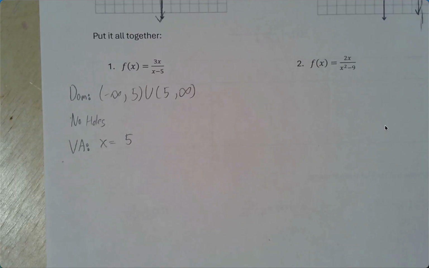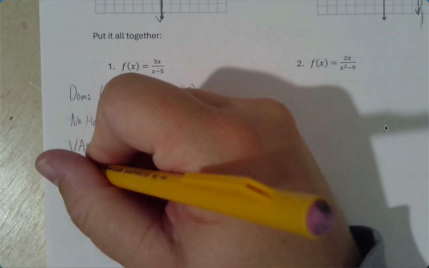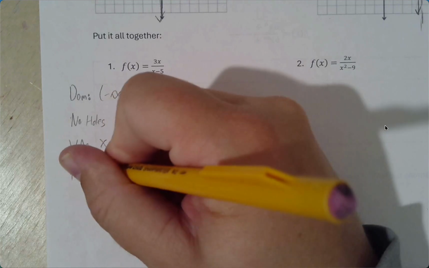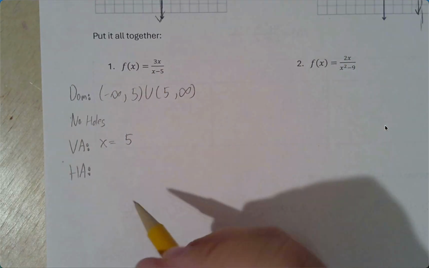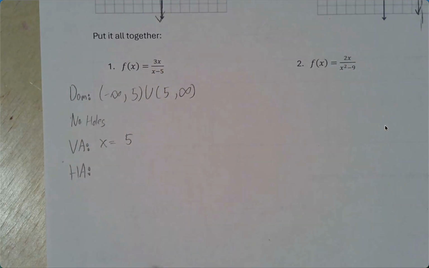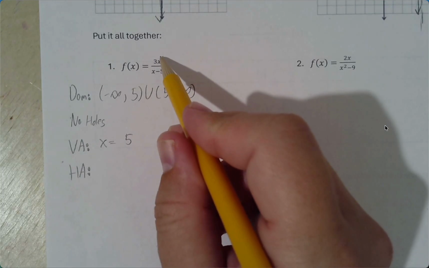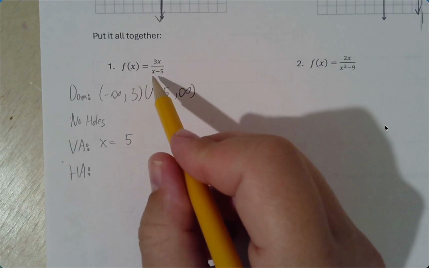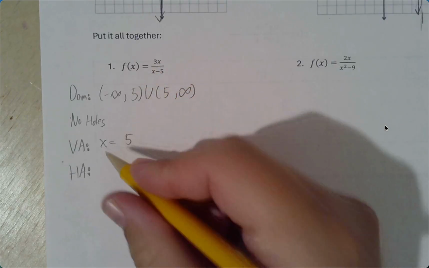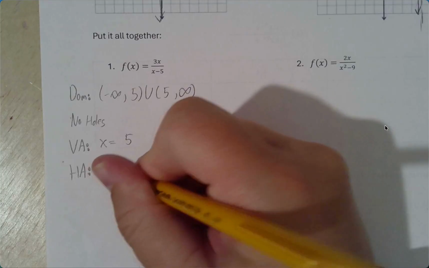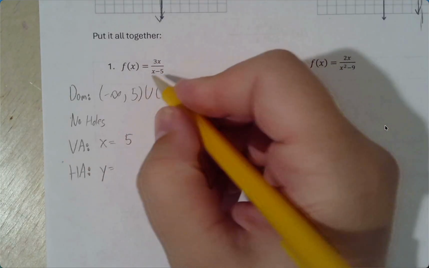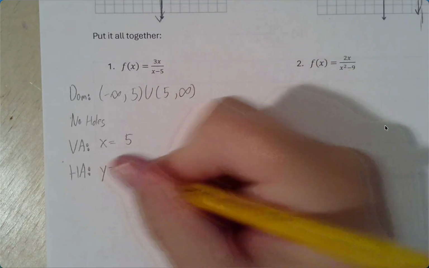Now, is there a horizontal asymptote? Compare those exponents. We're back to one fraction over one fraction, so we're good to, again, find the HA. Your numerator has a highest exponent of 1. Your denominator has a highest exponent of 1. They match, and so your HA is the coefficient 3 over the coefficient 1, which is just 3.